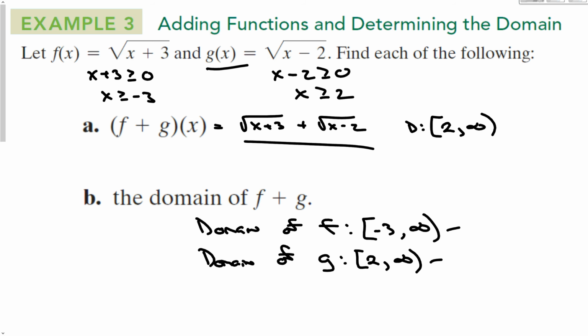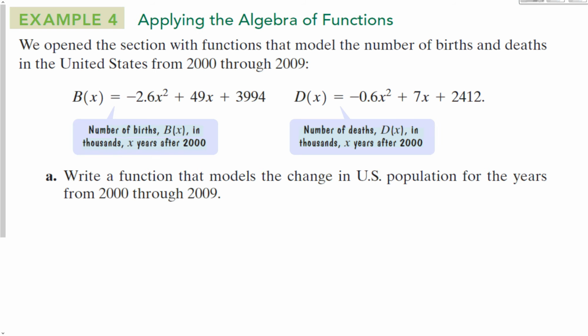Okay. Let's look at a quick word problem, applying the algebra of functions to a real-world situation. So in the opening section of the textbook, there was a model about the number of births and the number of deaths in the United States from 2000 to 2009. Well, if I look at this, the domain of this function is really simple to find because I read the problem and it says the domain is from 2000 to 2009. So x years after 2000.